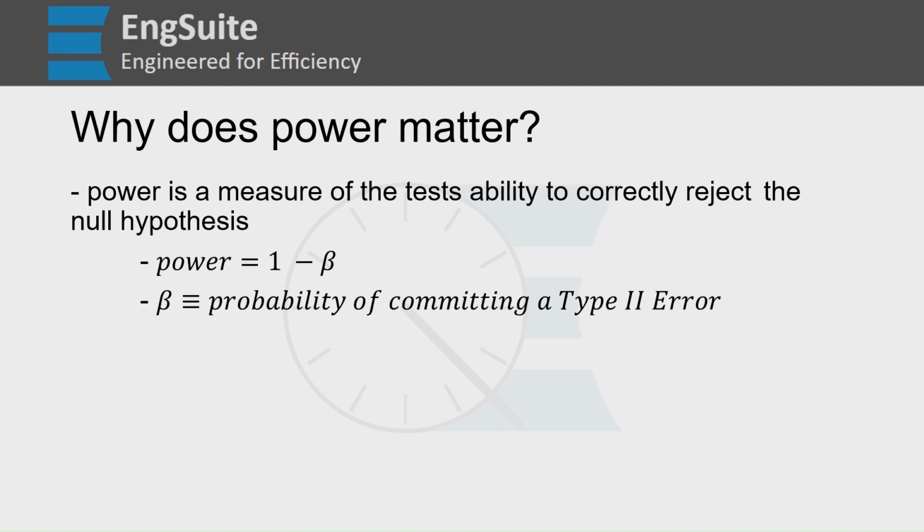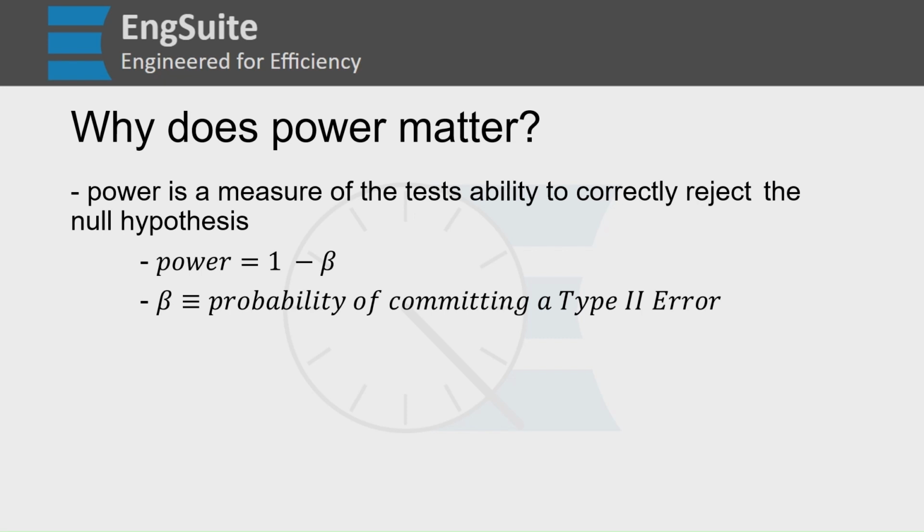But why does power matter? Well, it's the measure of the test's ability to correctly reject the null hypothesis. As I mentioned before, power can also be related to type 2 error, and it's related through one's complement. So power is 1 minus the probability of committing a type 2 error.